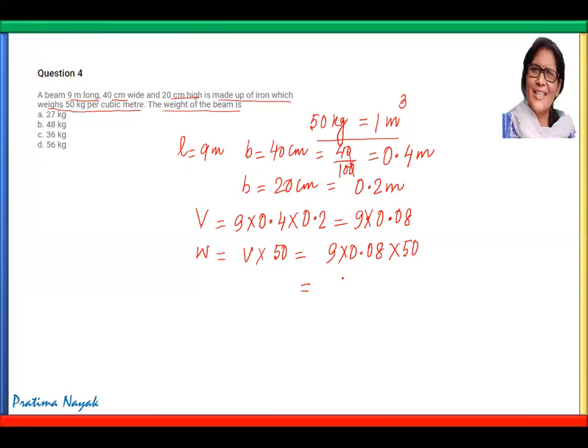So how much will it be? It will be 450 multiplied by 0.08. 8 5 times 44, 8 4 32, 4 36, and you leave two places, so it will be 36. Where is the answer? C is the answer.